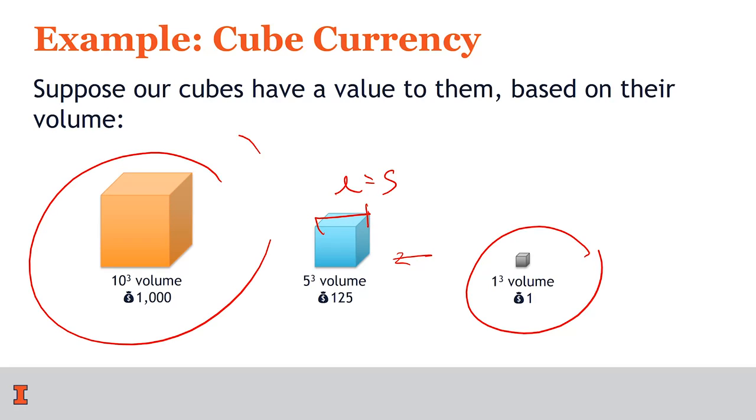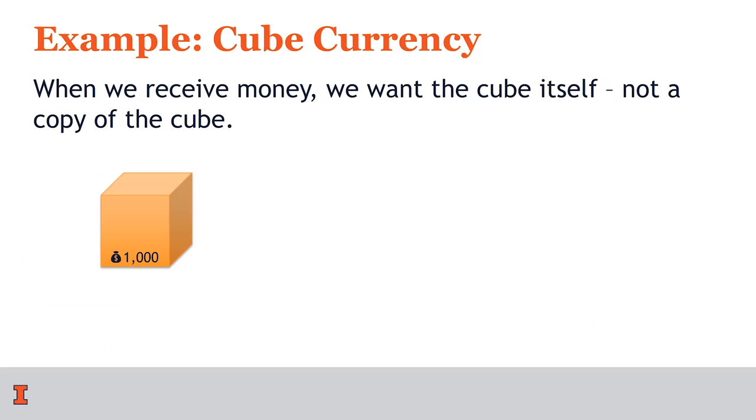So every time we create a cube, we're actually creating currency. So we're now playing the role of a banker. And whenever we receive money, we want to actually make sure that we get the cube itself. We don't want to create a copy of this cube. We don't want to do anything else except for transfer the cube to someone else. If we're creating a copy of a cube, we're creating inflation, we're being a bad banker. We want to make sure to understand exactly what's happening to this cube in memory.